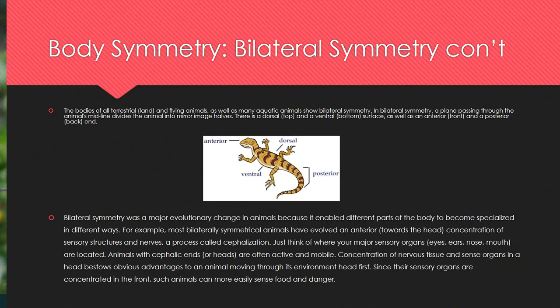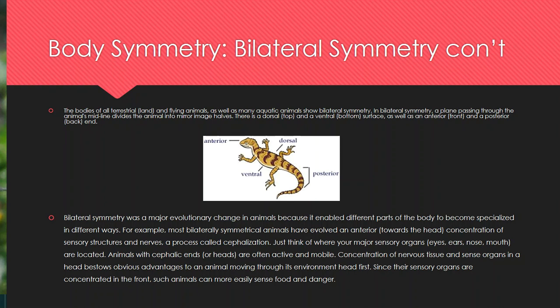Bilateral symmetry continued. The bodies of all terrestrial, land, and flying animals, as well as aquatic animals, show bilateral symmetry. In bilateral symmetry, a plane passing through the animal's midline divides the animal into mirror image halves. There is a dorsal top half, a ventral bottom half surface, as well as an anterior front and a posterior back. Bilateral symmetry was a major evolutionary change in animals because it enabled different parts of the body to become specialized in different ways.